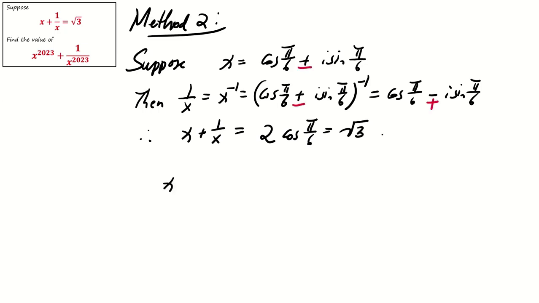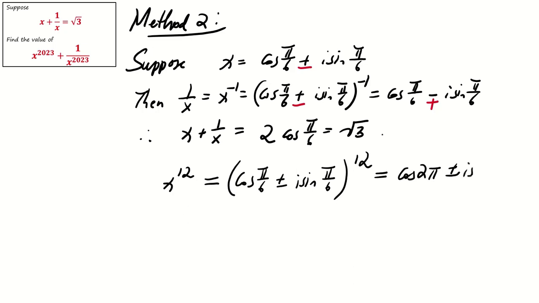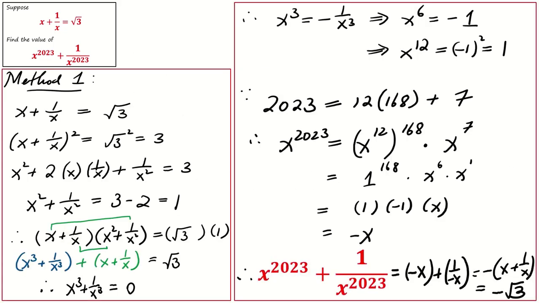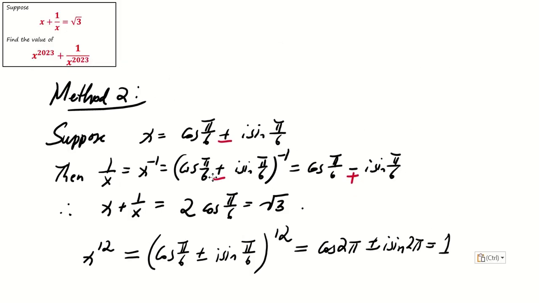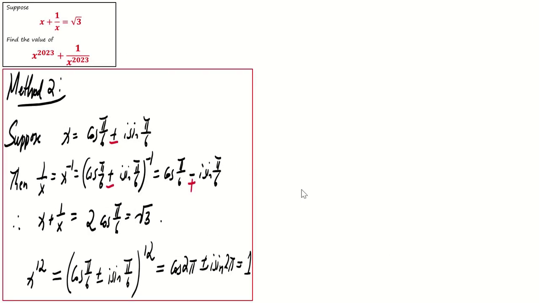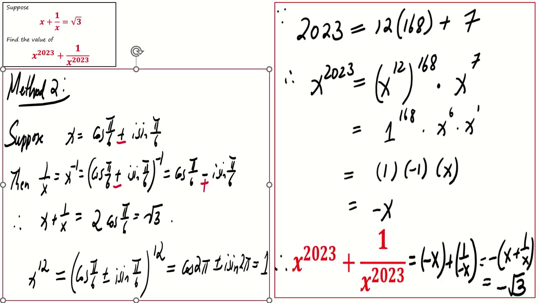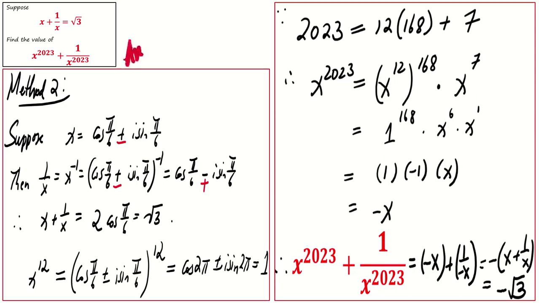Now, De Moivre's theorem steps into the spotlight. By applying this theorem, we can calculate x to the power of 12. The following process shows that x power 12 is cosine 2 pi plus i sine 2 pi, which equals 1. This intermediate result mirrors what we uncovered in method 1, serving as a critical point in our journey. From this juncture, the subsequent steps are identical to those in method 1, ultimately leading us to the same conclusion. So this is the end of method 2.